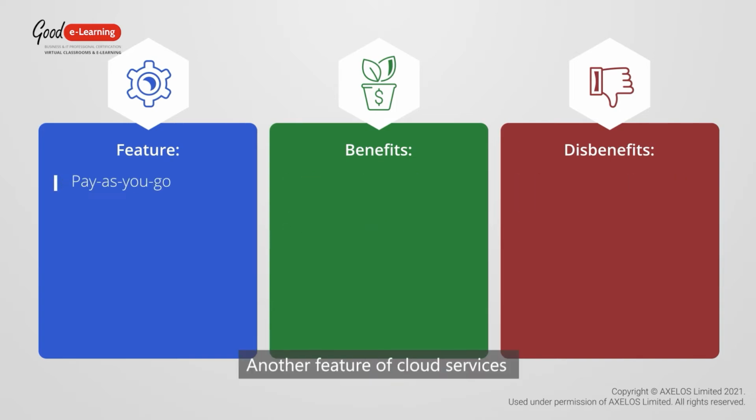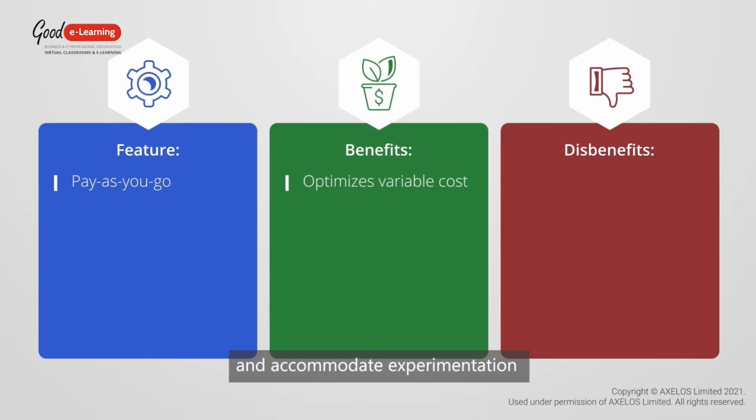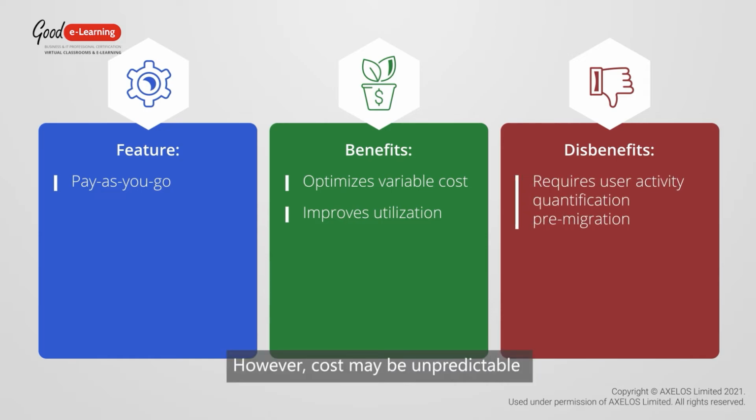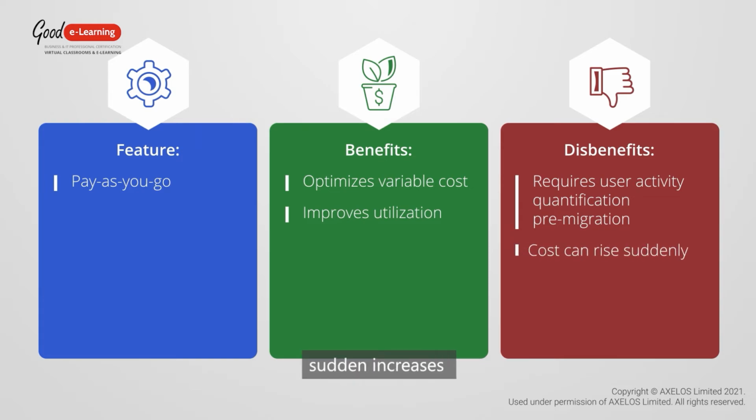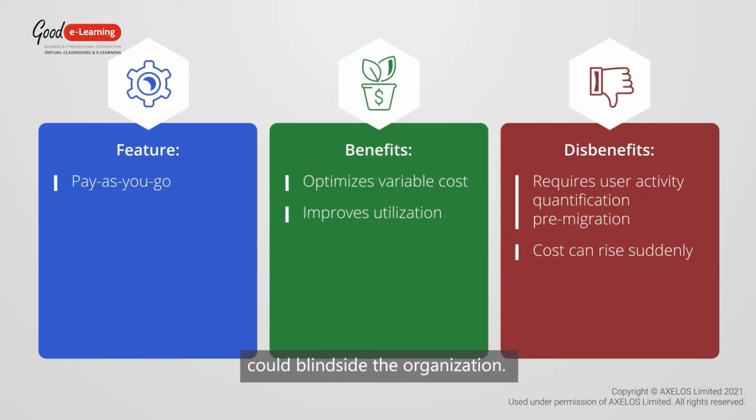Another feature of cloud services is a pay-as-you-go model. This helps optimize variable costs and accommodate experimentation and fluctuations in demand. It can also help to prevent over or under provisioning of IT resources. However, cost may be unpredictable if workloads aren't quantified in terms of user activity before the migration. In this case, sudden increases could blindside the organization. Many CSPs provide cost calculators to assist consumers in predicting spend based on workload.